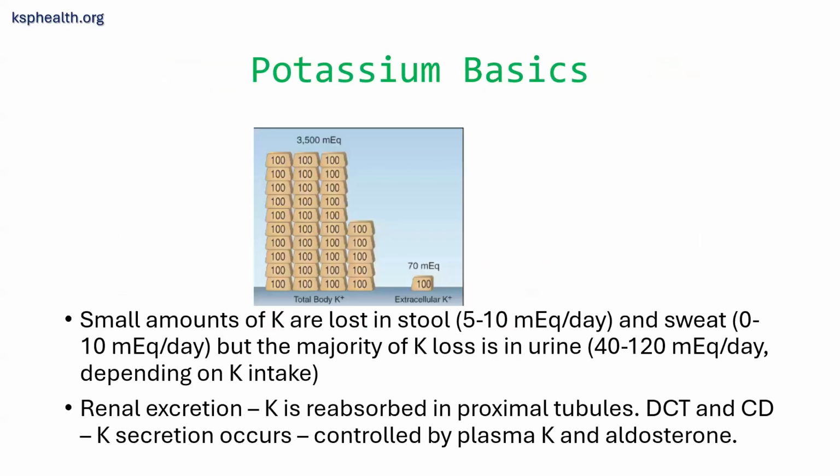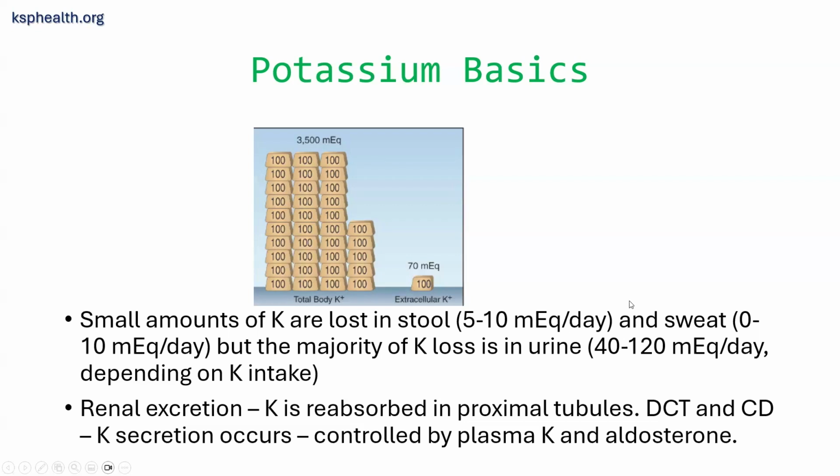The second one is potassium. The basic point is that, compared to the serum potassium, the body potassium is so huge. So we are dealing with a minuscule fraction of body potassium when we are treating serum potassium. Small amounts of potassium are lost in the stool, 5 to 10%, and sweat. The majority of the potassium loss is in the urine. It's very important to remember that.